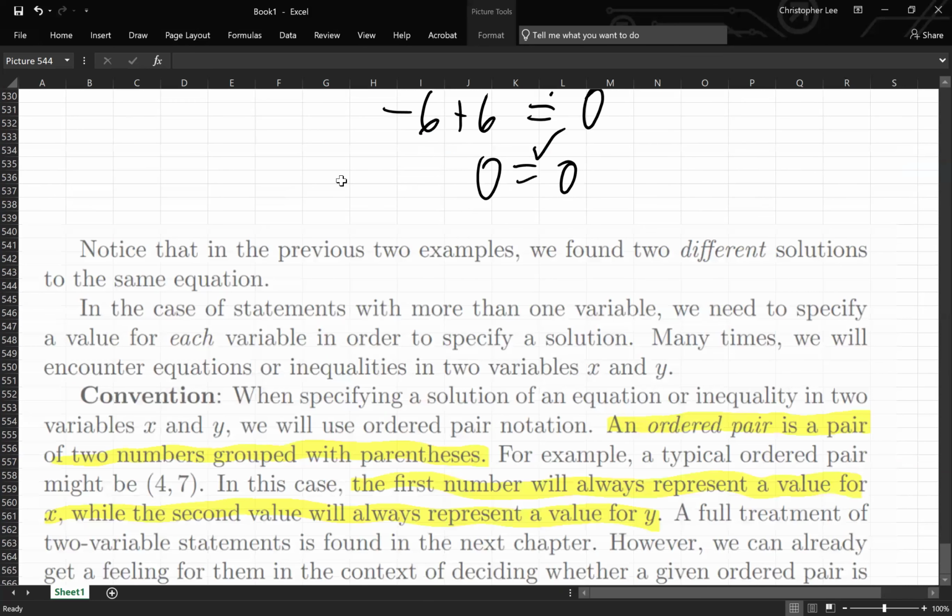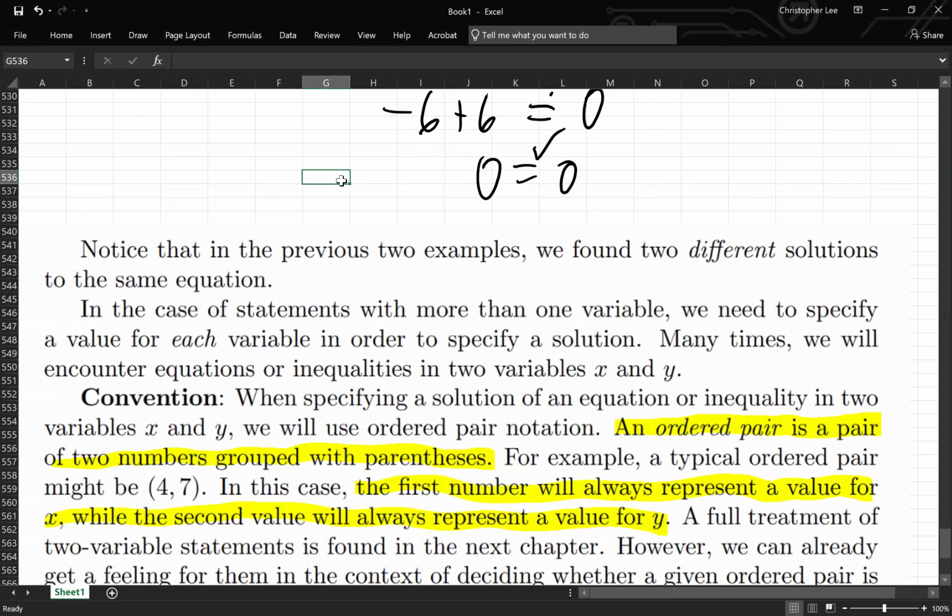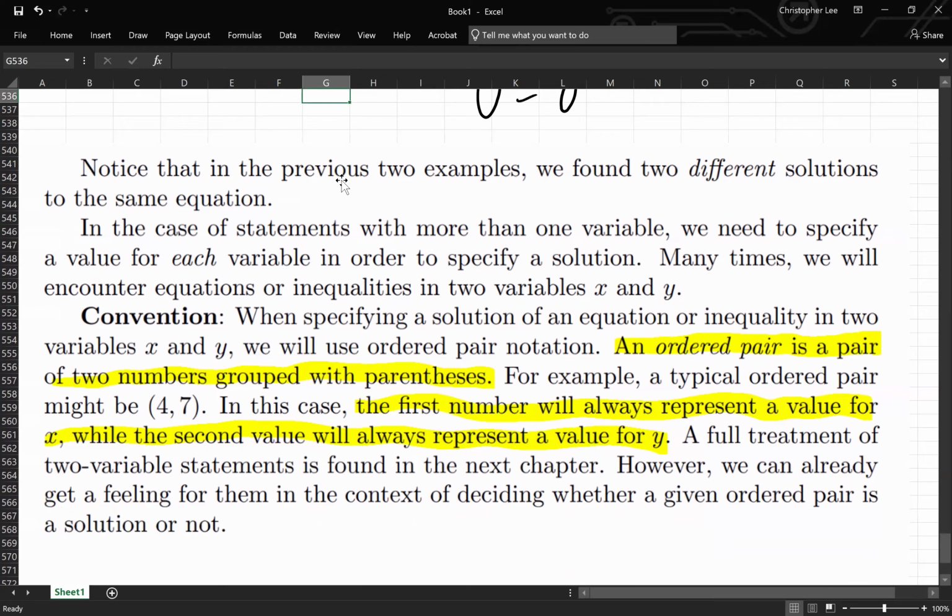First, I got to talk about it before we try it. So notice that in the previous two examples, we found two different solutions to the same equation. In the case of statements with more than one variable, we need to specify a value for each variable in order to specify a solution. Many times we will encounter equations or inequalities in two variables, x and y. So here's the convention. When specifying a solution of an equation or inequality in two variables, x and y, we will use ordered pair notation.